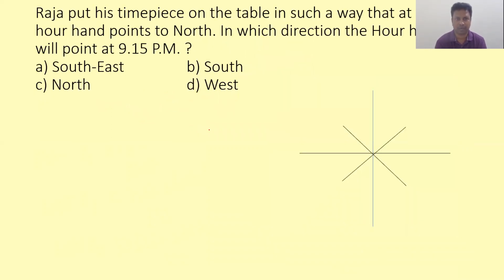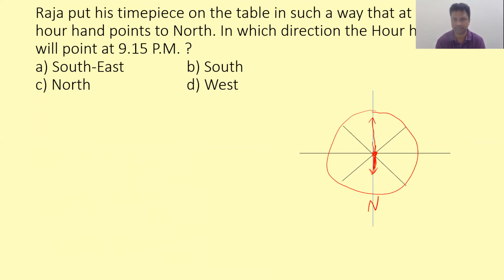See this. Raja puts a timepiece on a table in such a way that at 6 p.m. the hour hand is pointing north. In which direction will the hour hand point at 9:15 p.m.? So consider this is a clock, and 6 p.m. will be like this. Hour hand, minute hand. Correct? So this is 6 p.m. They are saying at 6 p.m. the hour hand is pointing north, so they are giving this as the north direction.